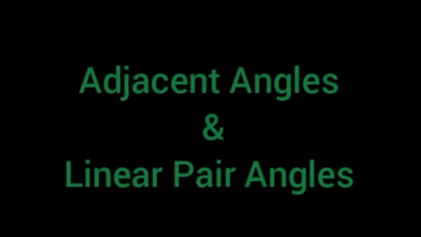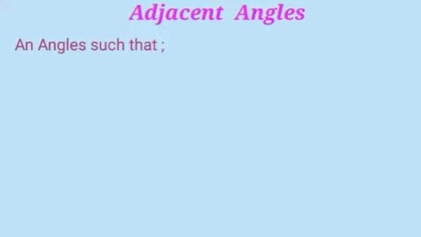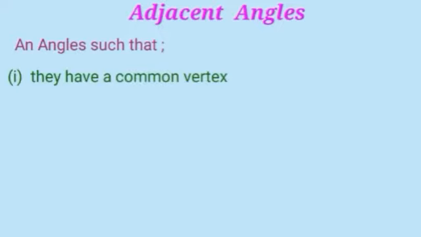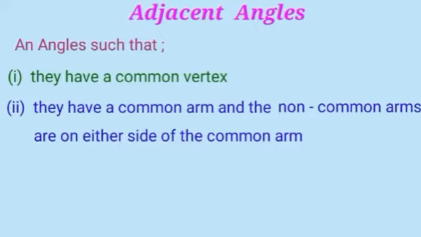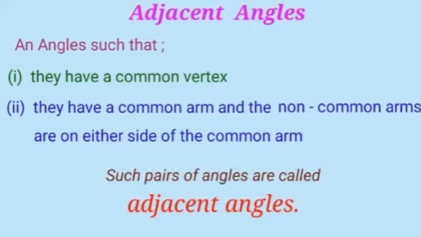What do you mean by adjacent angles? Angles that have a common vertex, have a common arm, and the non-common arms are on either side of the common arm. Such pairs of angles are called adjacent angles.